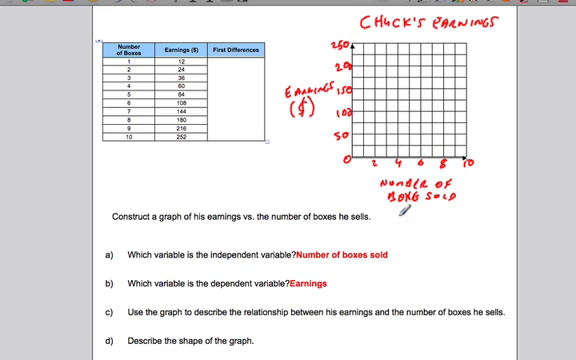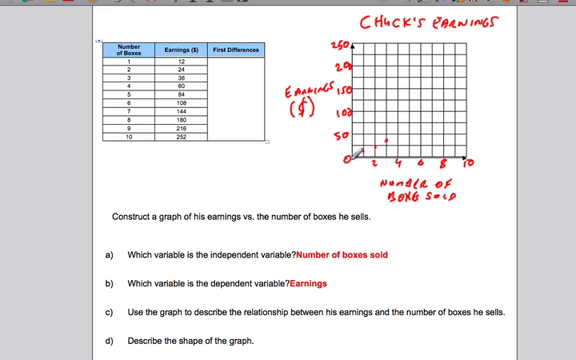And so if we plot this, it's important that you realize that he's not going to earn anything if he sells 0 boxes. For one box, he's going to earn $12. Well, that's a little bit less than halfway between 0 and 25. And if he sells 2 boxes, he's just going to earn $24, which is just below 25. And when he sells 3 boxes, he's going to earn $36. Well, halfway between 25 and 50 is 37.5, so it's going to be just below halfway up.